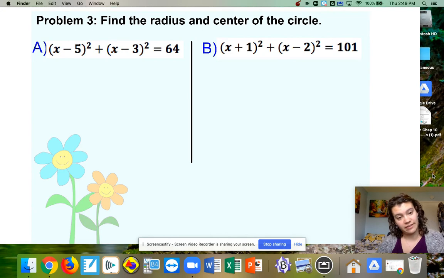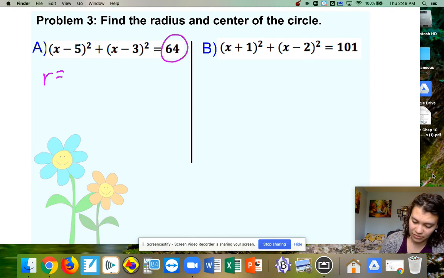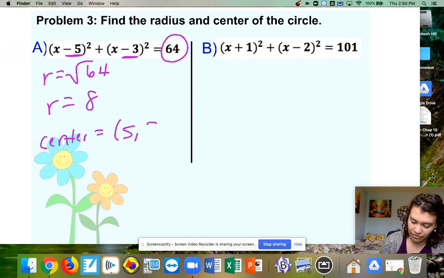So last one's here, given the equation, what's the center and what's the radius? So we're going to find the radius. That has to be the square root of whatever this number is. So your radius is going to be 8. And then the center comes from your h and k, but it's always opposite that. So it's going to be 5, 3 versus negative 5, negative 3.